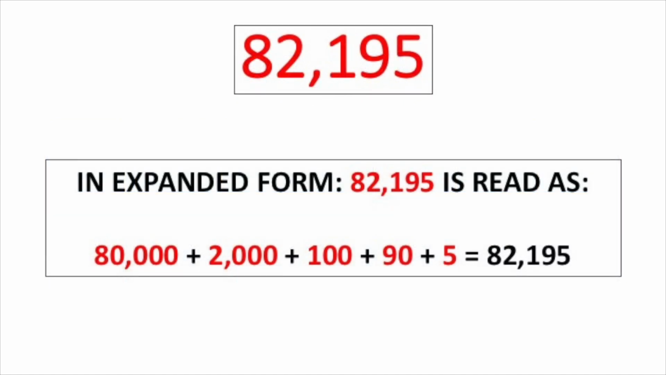So we can say in expanded form, 82,195 is read as 80,000 plus 2,000 plus 100 plus 90 plus 5 equals 82,195. Excellent, guys. That's brilliant.